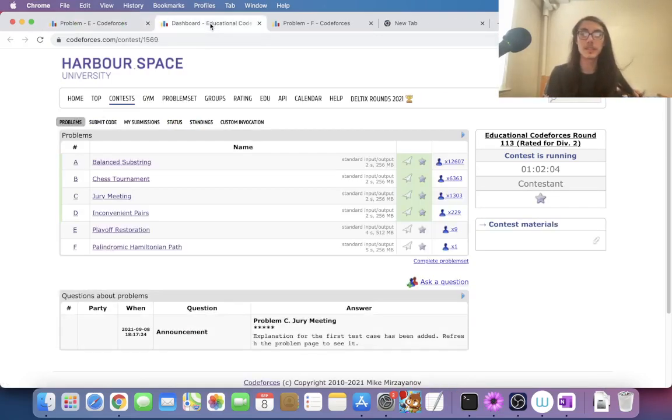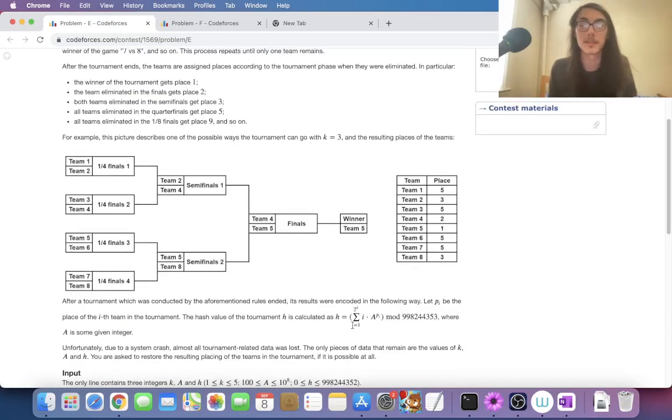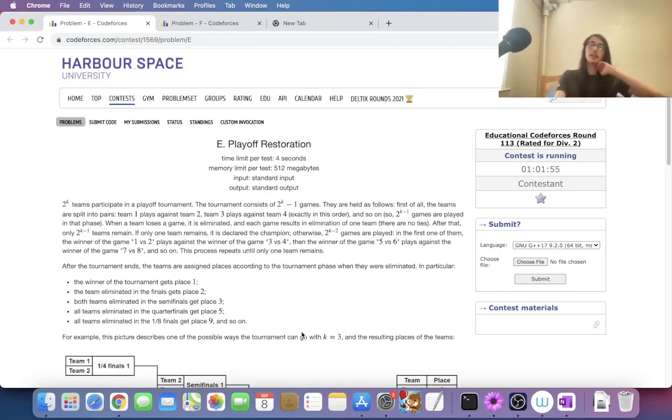I'm assuming F is harder than E? Yeah, so E has solves, let's try and do that one. Hashing. Okay. 2^K teams participate in a playoff tournament. The tournament consists of 2^K minus 1 games. They're held as follows. First of all, the teams are split into pairs. So 1 plays 2, 3 plays 4. Odd n plays even n plus 1. Then you kill the ones who lose, and do the same thing. Kill those, do the same thing, until only 1 person is left alive.